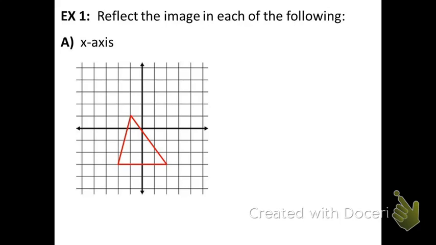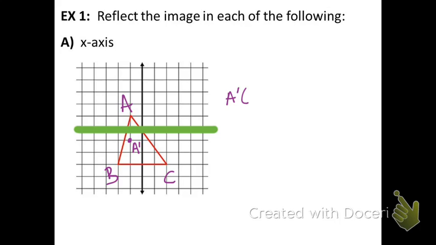Okay, example 1 says to reflect the image in each of the following. So on A it's asking us to reflect it into the x-axis. Our x-axis is here, and so we're going to fold it over that line. Now we have points on both sides of the line, so that means we've got to fold in both directions. So I'm going to go ahead and label these A, B, and C, and I'm going to move A first. Now we want to say that A is how far from this line. We can see that it has a distance of 1, so our A prime on the other side would be located there.